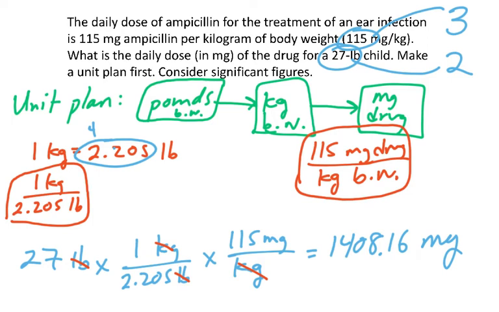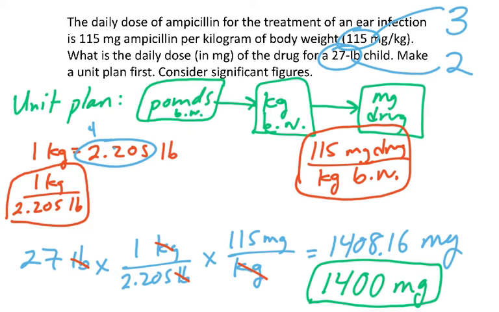And so 1408.16 needs to be rounded to 2 significant figures, which would give us an answer of 1400 milligrams. Now remember, these zeros are not significant, just the 1 and the 4. All right, let's move on to a similar but different question.